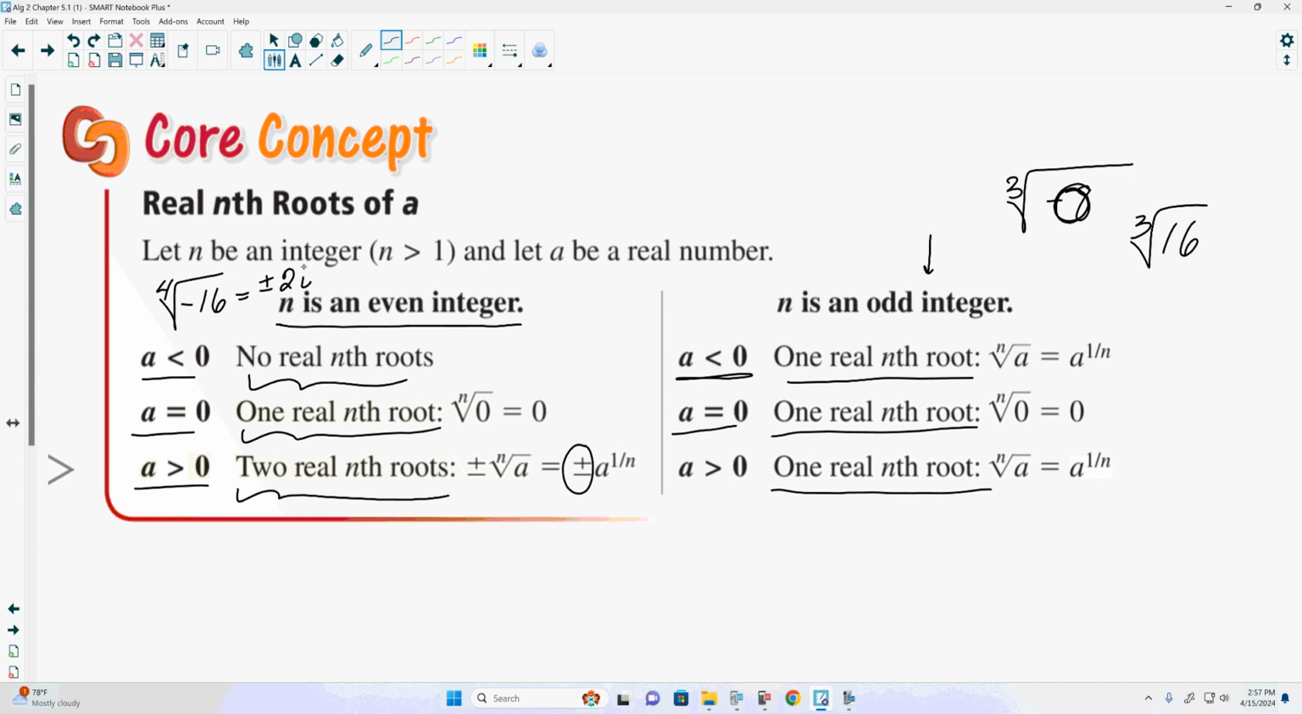If we're asking to find the solution of the fourth root of negative 16, it would be positive or negative 2i. But here we're wanting to find the real root. So if it's asking for the real root, we have no real roots if a is negative and our n is even.